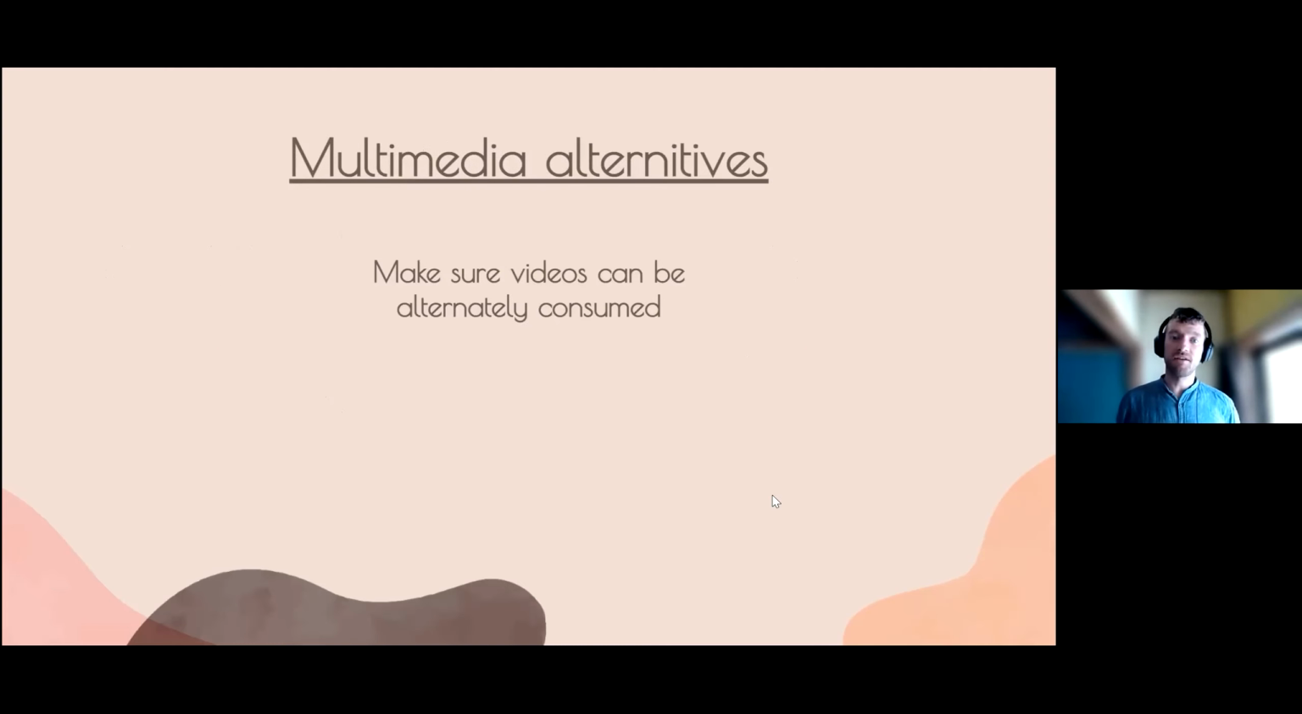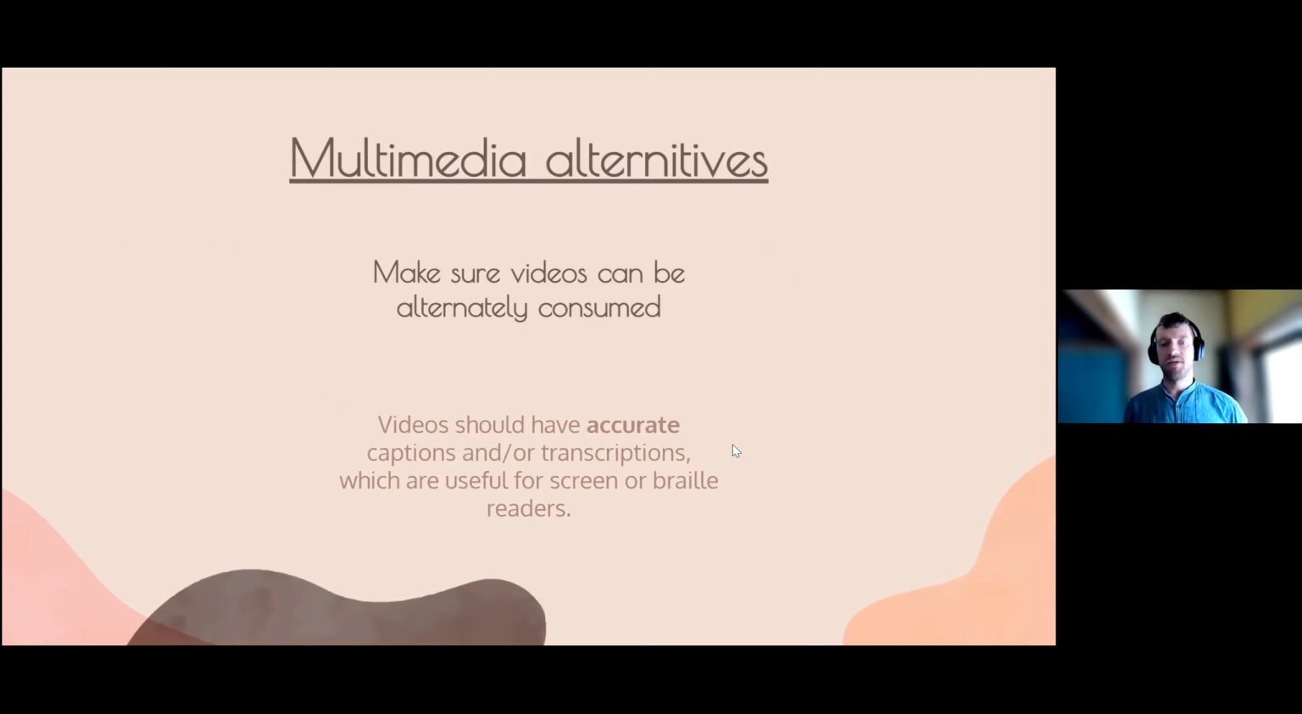Make sure your multimedia has alternatives. Make sure, for instance, videos can be alternately consumed. This basically means that they should have either accurate captions and or transcriptions. Transcriptions are great, very useful for screen or braille readers. But if there are captions or subtitles, make sure that they're accurate. I think we've all seen that YouTube has some sort of automatic subtitles that are often less than accurate, which can actually be counterproductive for somebody who is not perceiving the audio.